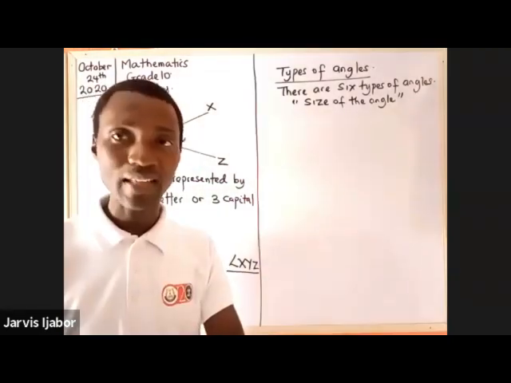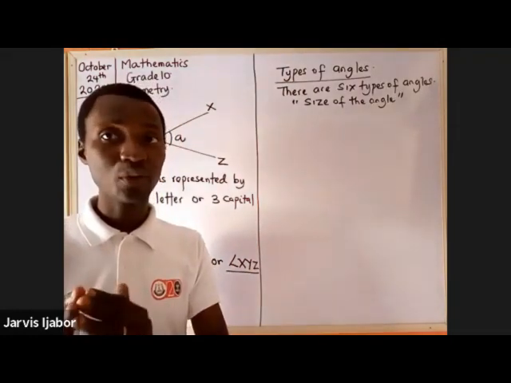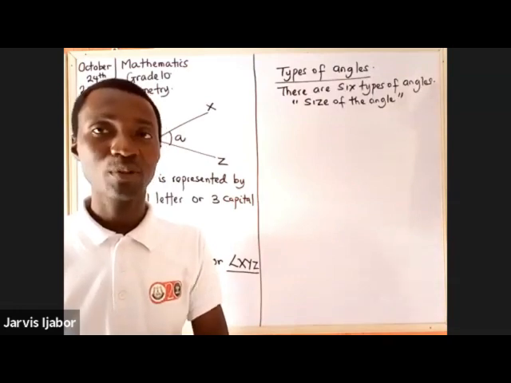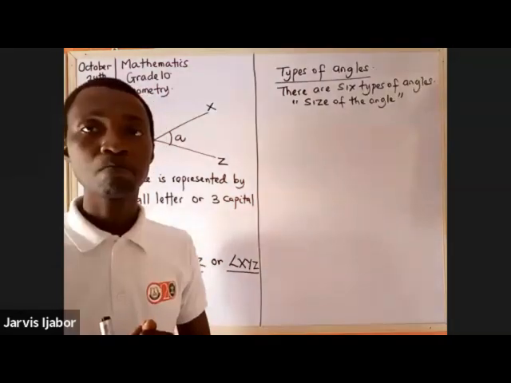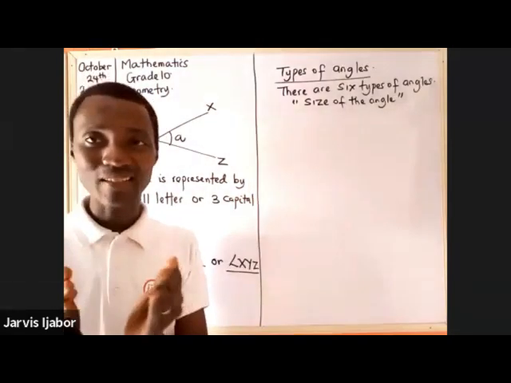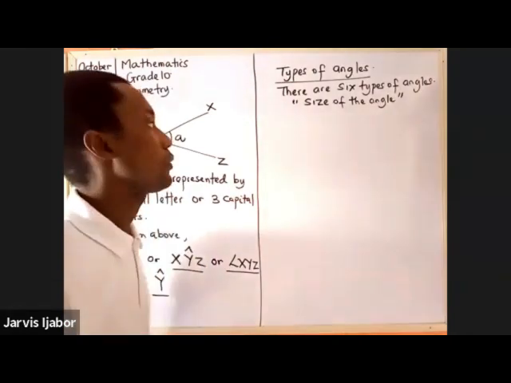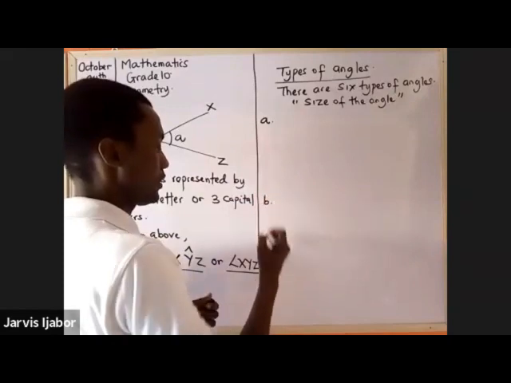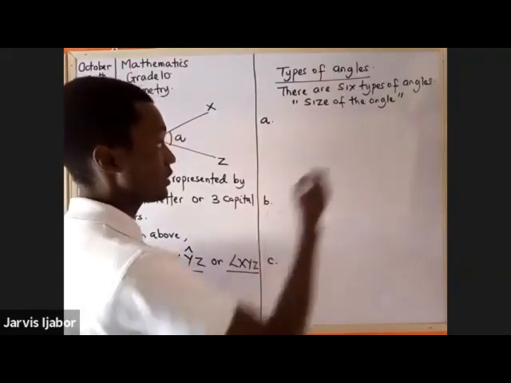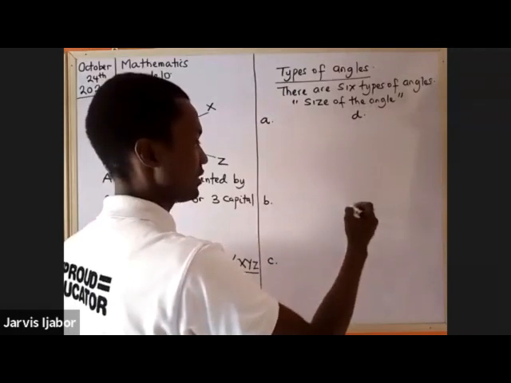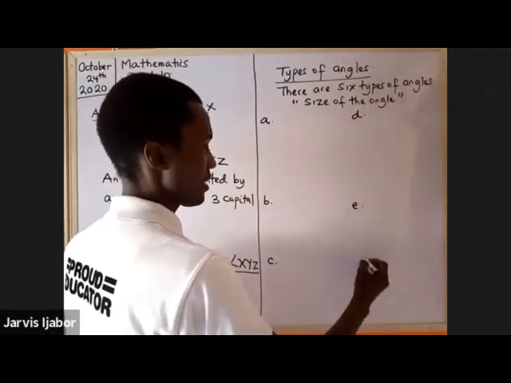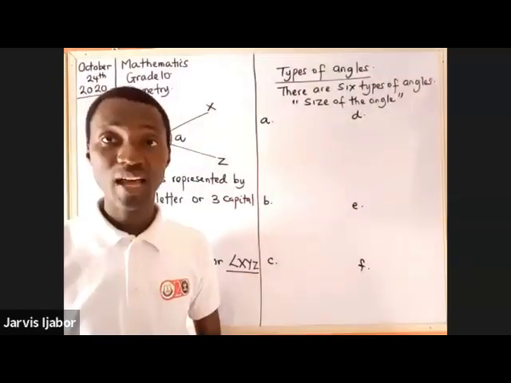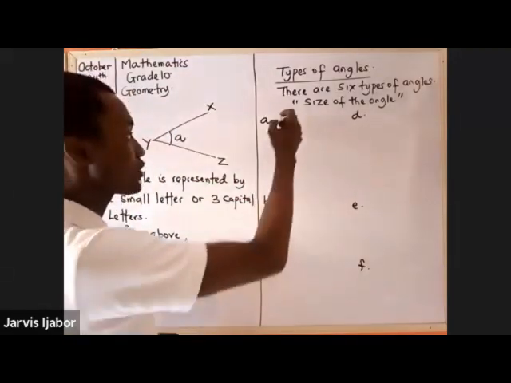I'll talk about that, because when we talk about the interaction of the angles, we have about two types of angles in that arrangement. But here I'm considering the size of the angle. Now, I'll just maybe put a label A, B, C, D, E, and F. Don't worry, I'll try to ensure that my diagram sticks within that space. Now, the first type of angle is what we call the acute.